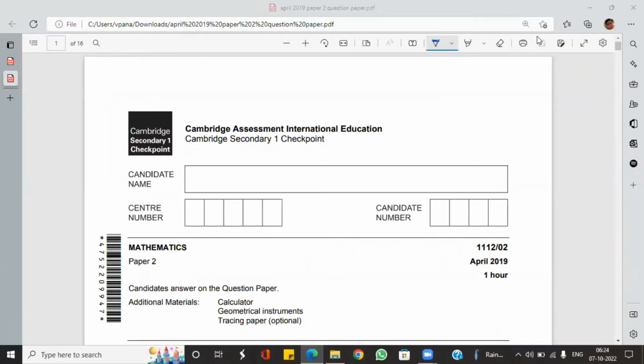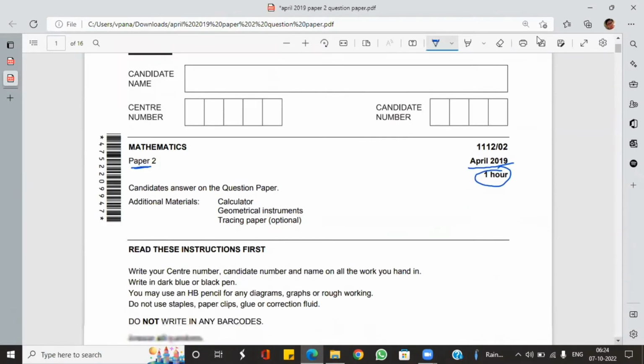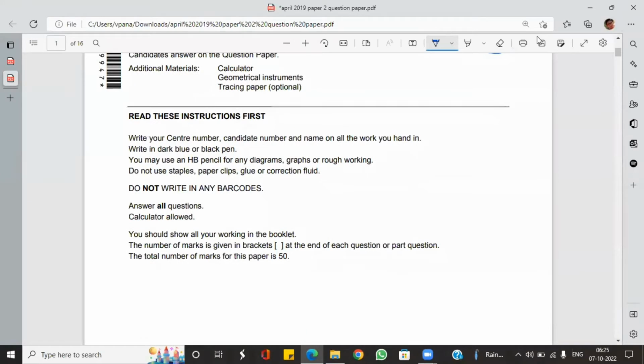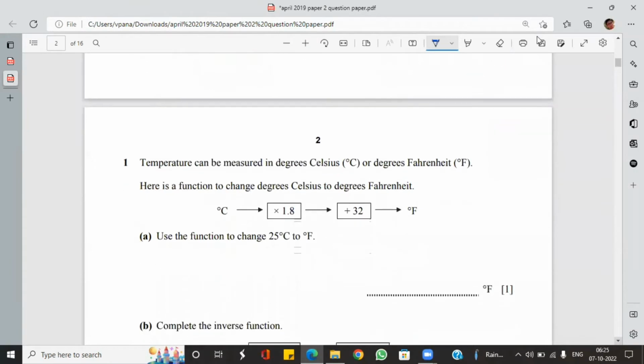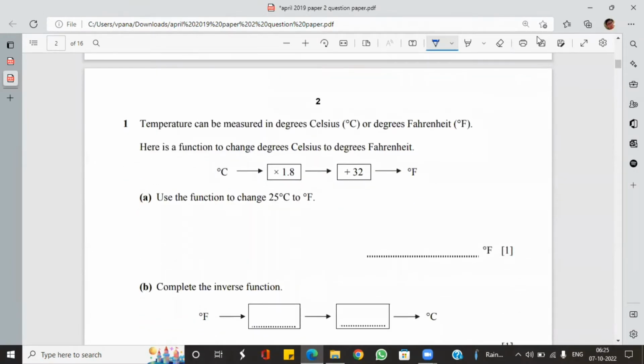Today we are going to solve Cambridge Secondary Checkpoint Paper 2, the paper of April 2019. The duration is 1 hour, and in this paper you will be allowed to use the calculator. So see that you read the instructions carefully before you start the paper. The time allotted is 1 hour, but I would request that you practice solving the paper in 45 minutes, and then you can keep the 15 minutes to recheck your paper.